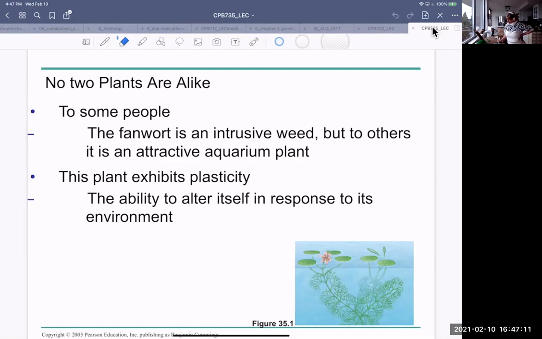So this plant here is a fanwort. And it's very interesting. It's kind of a weed, but it grows, that just means that it grows very prolifically. But to others, it's a very nice aquarium plant. And it has what's known in the plant world as plasticity. Actually, our brains have plasticity as well. But it can alter itself in response to the environment.